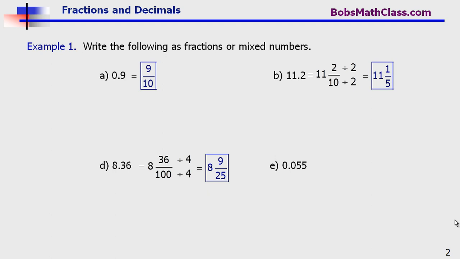Okay, this one doesn't have a whole number in front, so it'll be 55 over, well, the third place is the thousandths place, so 55 over 1,000. Divide both numerator and denominator by 5. So 11 over 200. Okay, let's move on.